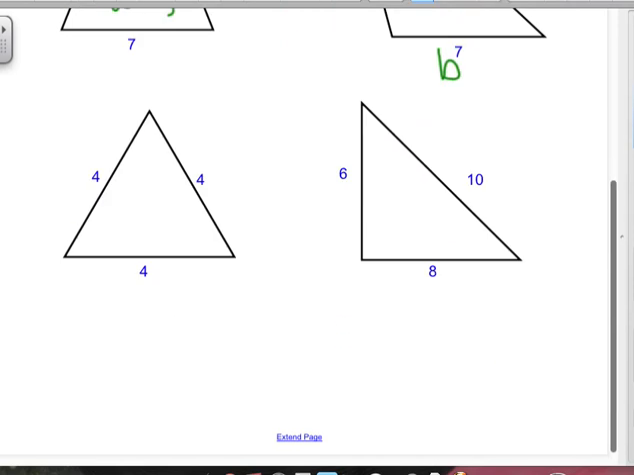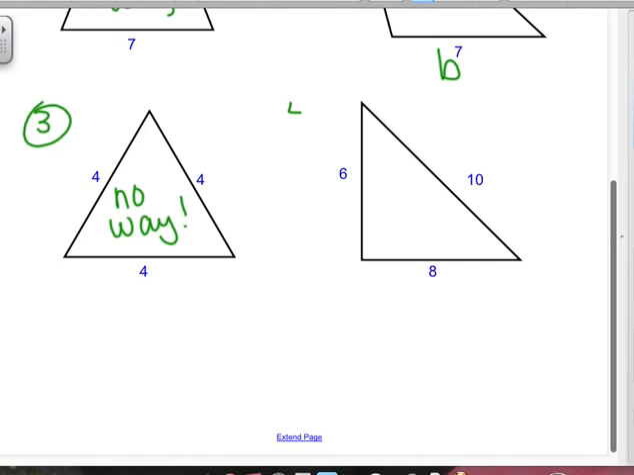Look at triangle number 3 here. Remember, you have to have one side that's longer than the others. This to me looks like an equilateral triangle. All 3 sides are equal length. I can't even make this fit into the formula because there is no C. There is no longest side. So again, no way is that a right triangle.